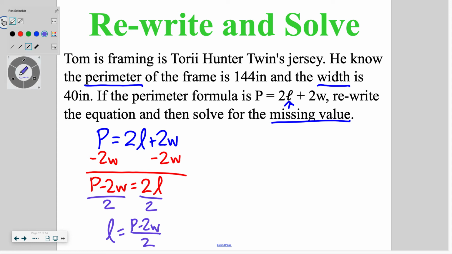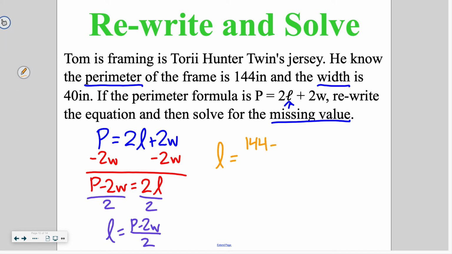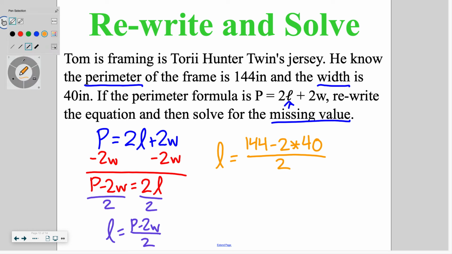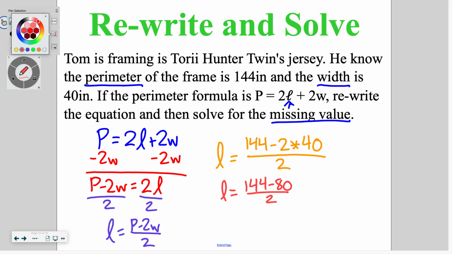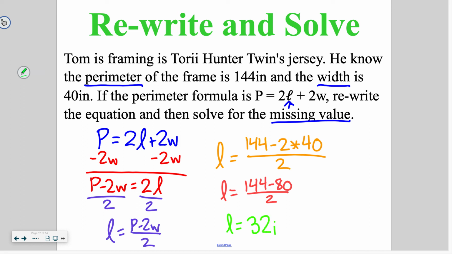Now that we have our rearranged equation, we can go ahead and plug in our values and say that the length is equal to the perimeter, which is 144, minus 2 times the width, which is 40, dividing by 2. Continuing to solve this equation now, we are going to go ahead and say length is equal to 144 minus 80 divided by 2. 144 minus 80 divided by 2, when we plug into our calculator, is going to give us 32 inches as our length.